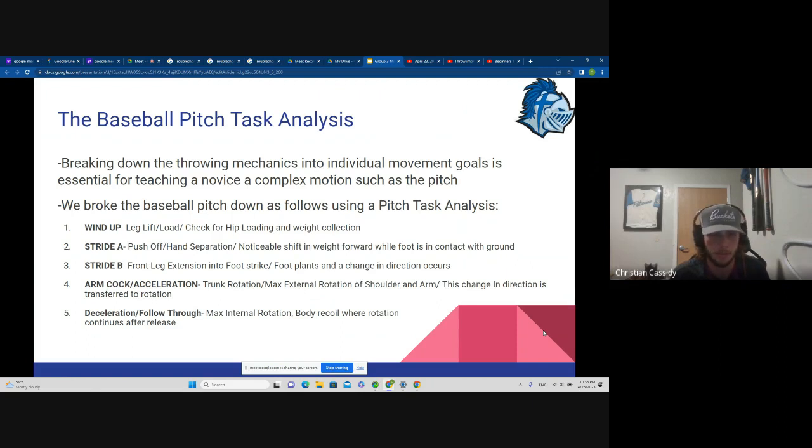Stride B, which was front leg extension into foot strike. So the foot plants and a change in direction occurs. Arm cock and acceleration: trunk rotation, max external rotation of the shoulder and the arm, which I have a video of. I'll show that next. And this change in direction is transferred to the torso, which leads to rotation of the torso in the direction change. So then finally you'll see max internal rotation on the arm, which again is that deceleration and follow through, and then body recoil where rotation continues after release.